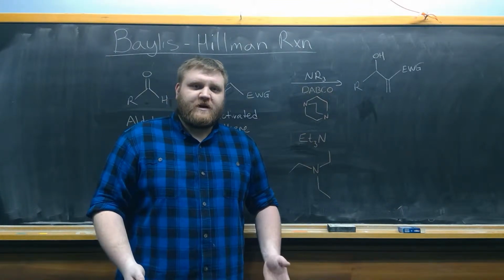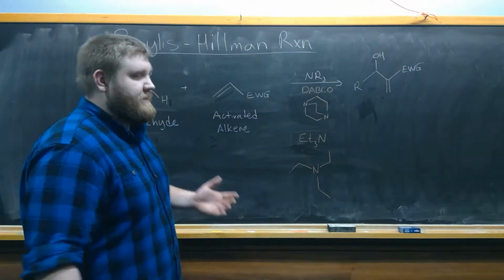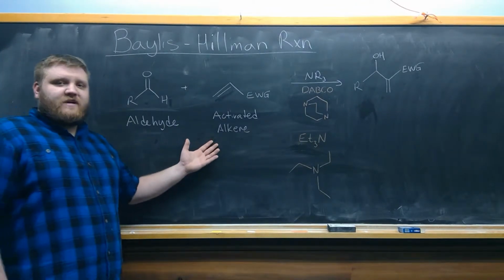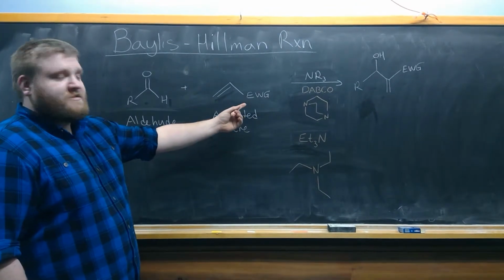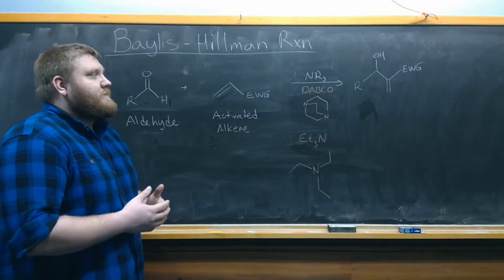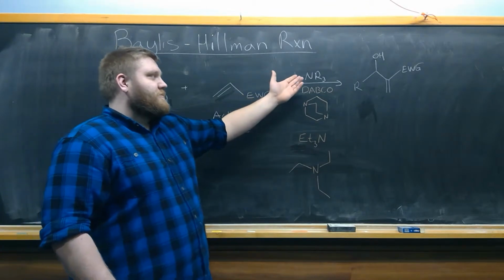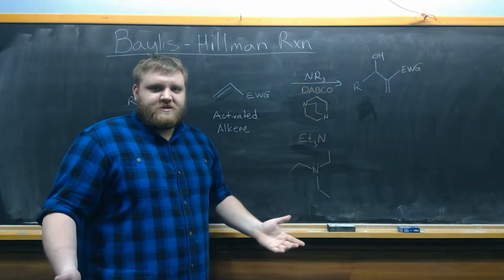So the Baylis-Hillman reaction is one of our new orgo named reactions, and it involves the coupling of an aldehyde with an activated alkene, so our double bond with an electron withdrawing group attached. The reagents we would use for this would be a tertiary amine. So NR3 is our general tertiary amine.